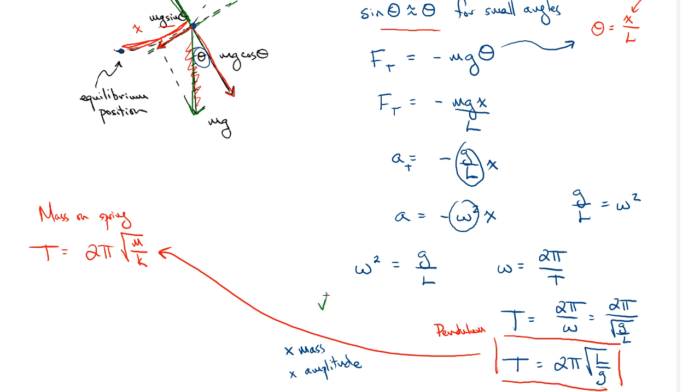So a simple pendulum will obey simple harmonic motion to a close approximation as long as you keep the angles relatively small, with a period given by this equation dependent only on the length of the pendulum and the acceleration due to gravity, and not on the mass or the amplitude. So that's the vertical mass on a spring and the simple pendulum.